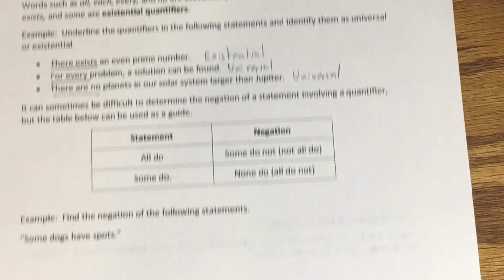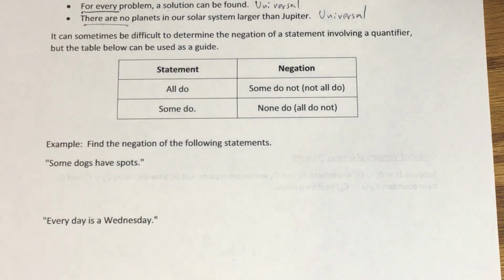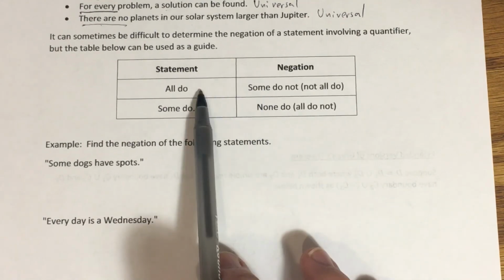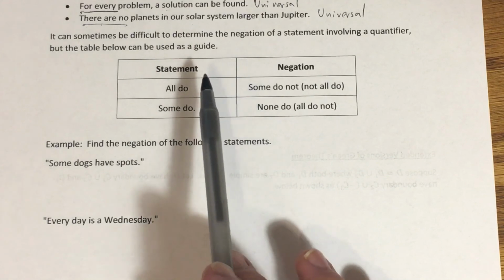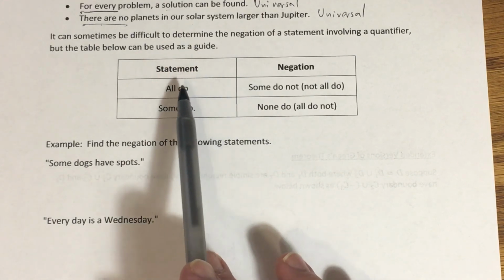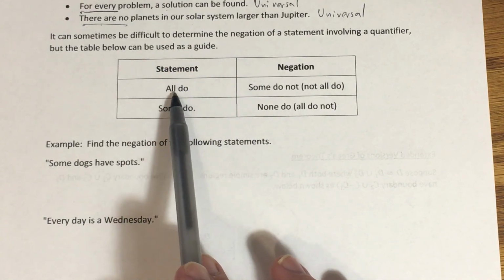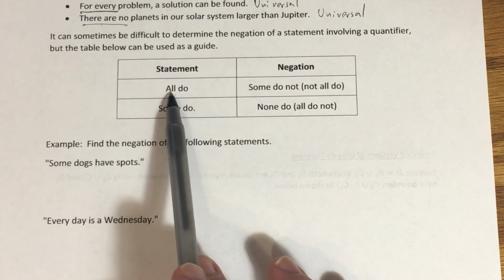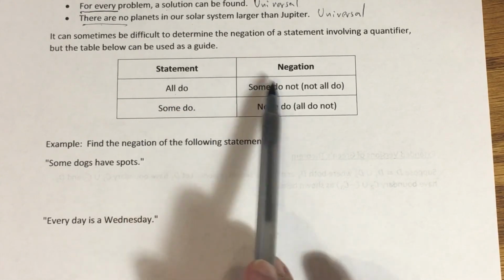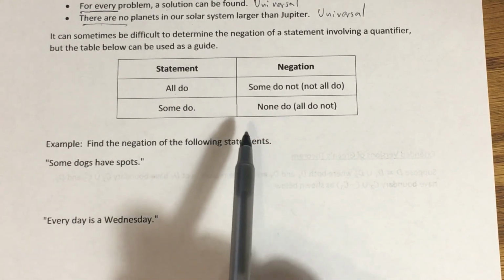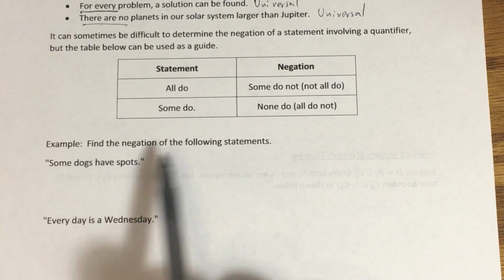Okay? In this section, with quantifiers, we want to look also at negating them. And it can be a little bit tricky to know how to negate a quantifier, whether it's universal or existential, but this little table here will indicate how to do that. What's interesting is if you have a statement that involves a universal quantifier, like all or every or each, then its negation will not involve a universal quantifier. It will involve an existential quantifier. And we'll take a look at why that is in the example.